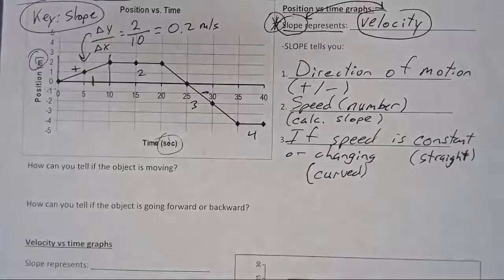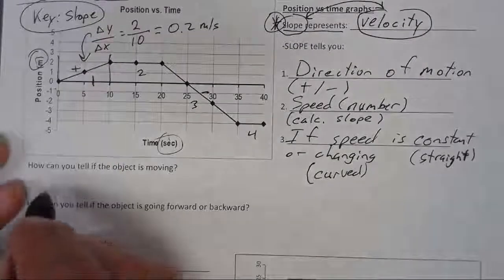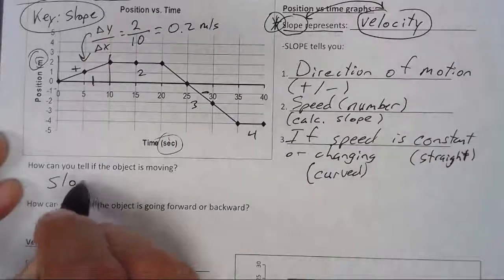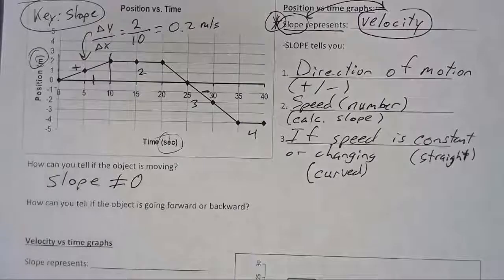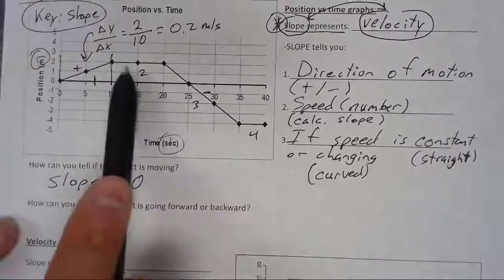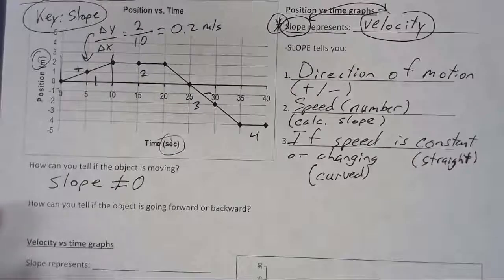So if the slope is 0 when the object is not moving, what's going to be true about the slope if it is moving? Well, if the object is moving, the slope is going to be anything else other than 0. So as long as the slope is not 0, you have motion. It could be a positive slope, it could be a negative slope, it could be a straight line, curved line, doesn't matter. As long as you don't have a 0 slope horizontal line, there is motion.